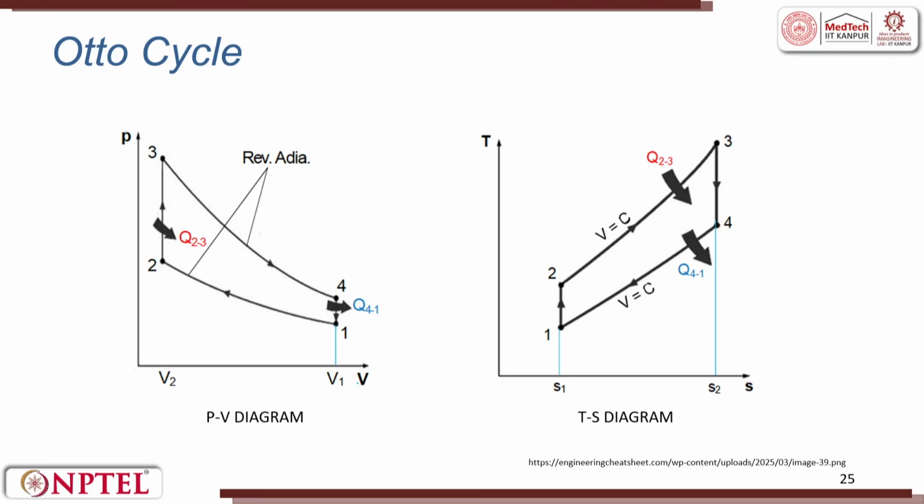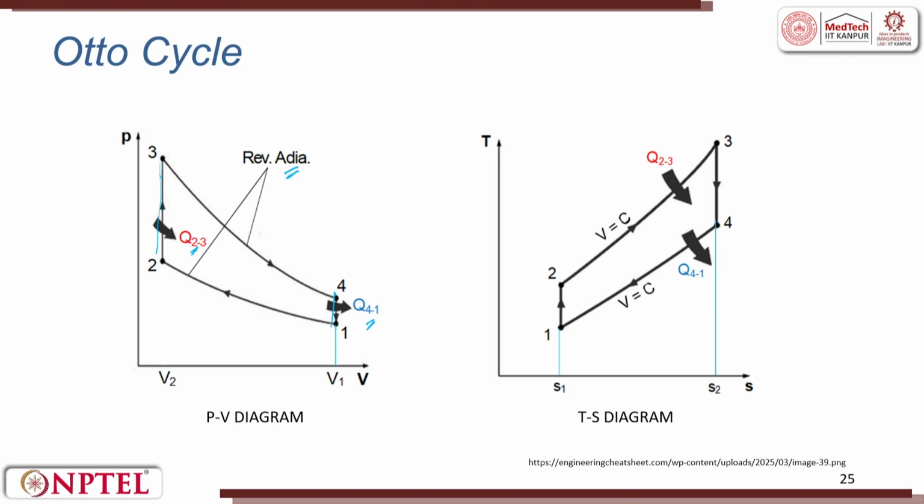So, the PV diagram and the TS diagram are represented like this. You will have 1 to 2 as compression, 2 to 3 as heat input, 3 to 4 as expansion, and 4 to 1 as Q out. So Q2-3 and Q4-1 are there. These two processes, 2 to 3 and 4 to 1, are constant volume processes. A reversible adiabatic process happens between 3 to 4 and 1 to 2.